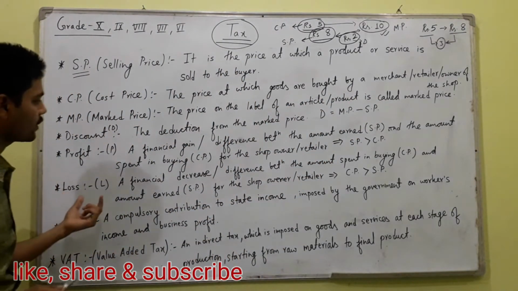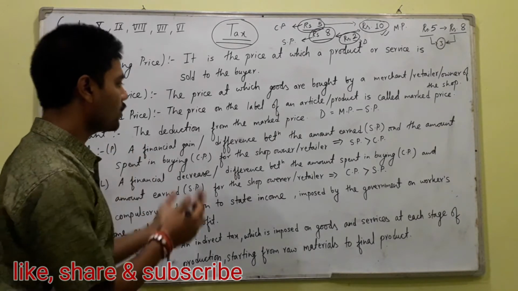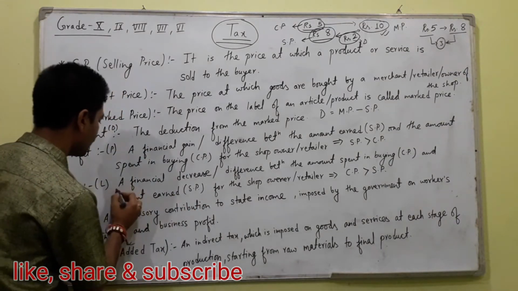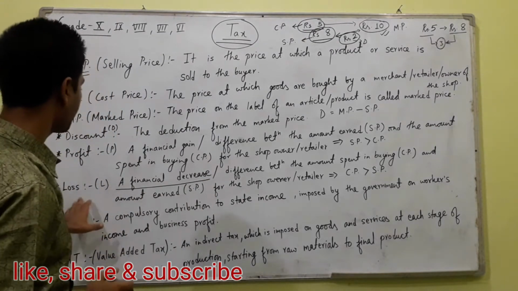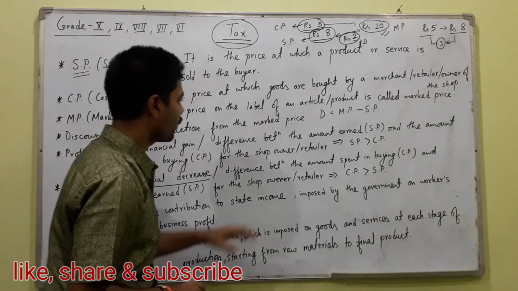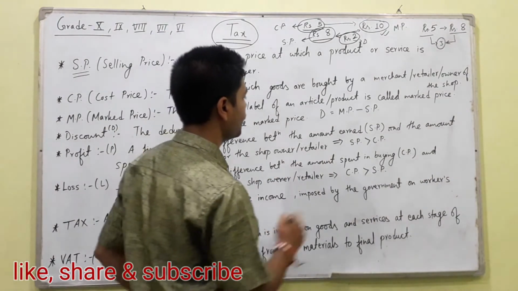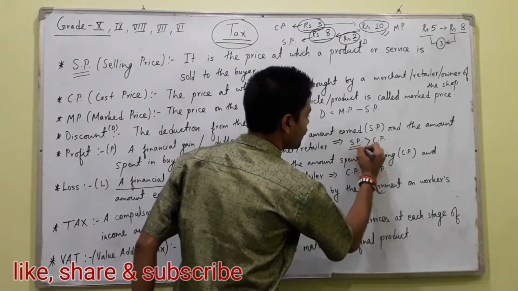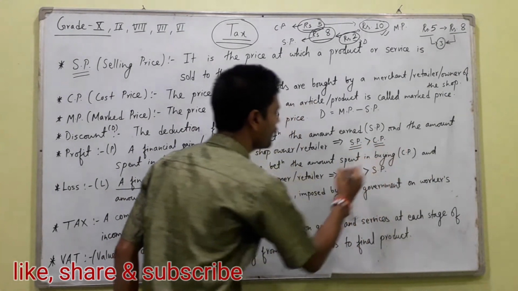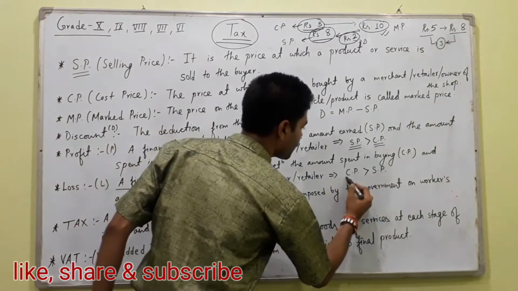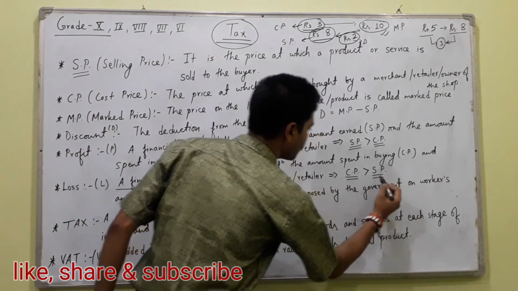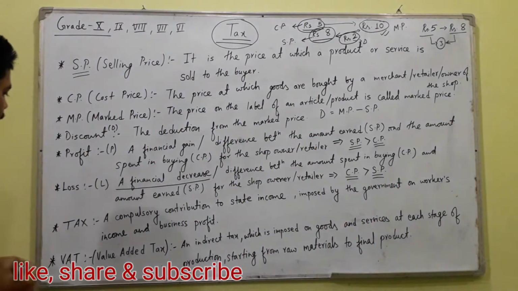Similarly, the loss is the money lost by the retailer, or the financial decrease to the retailer. And one more point you must remember here: the selling price must be greater than the cost price during profit, and the cost price must be greater than the selling price during loss.